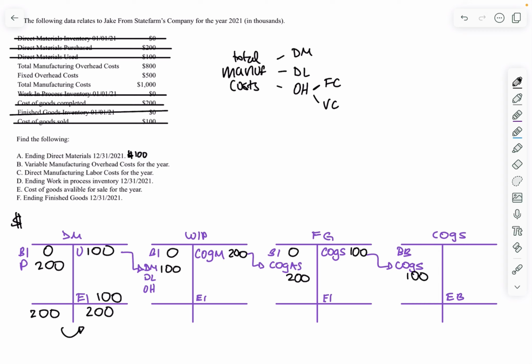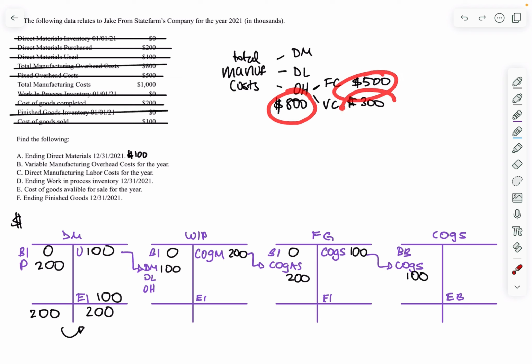So they're telling us that fixed overhead cost is $500. They're telling us that total manufacturing overhead cost is $800. So we know that these two numbers need to add up to this. So obviously this is going to be $300 because 500 plus 300 is 800. You could have just done 800 minus 500, that gives you 300. Then we know that direct labor is 100. So we could figure out direct labor.